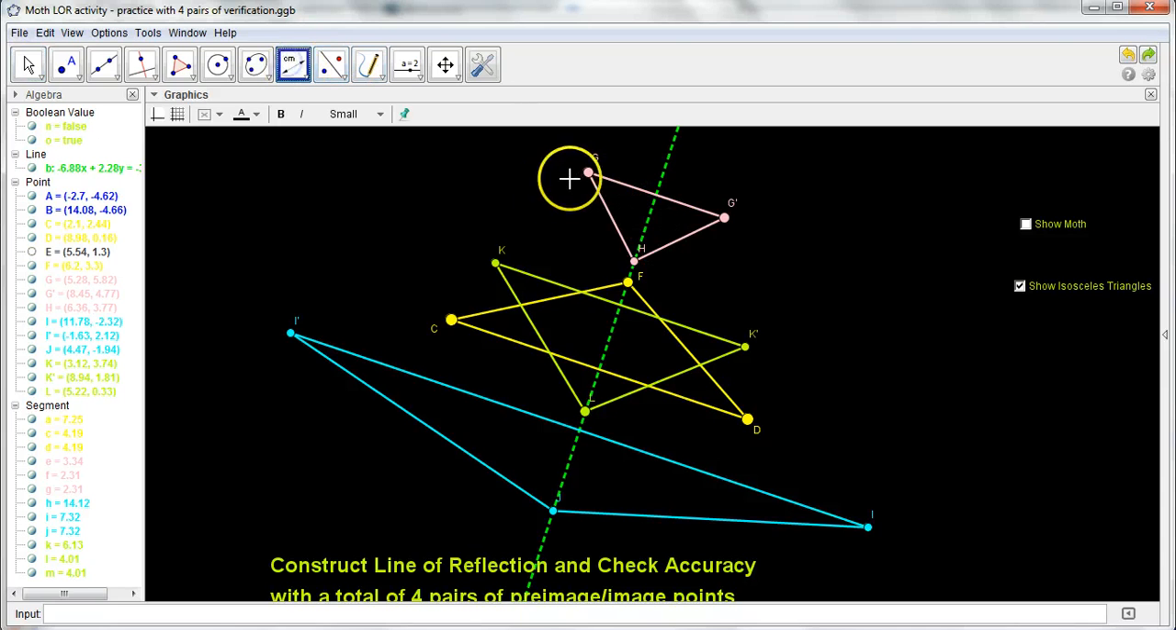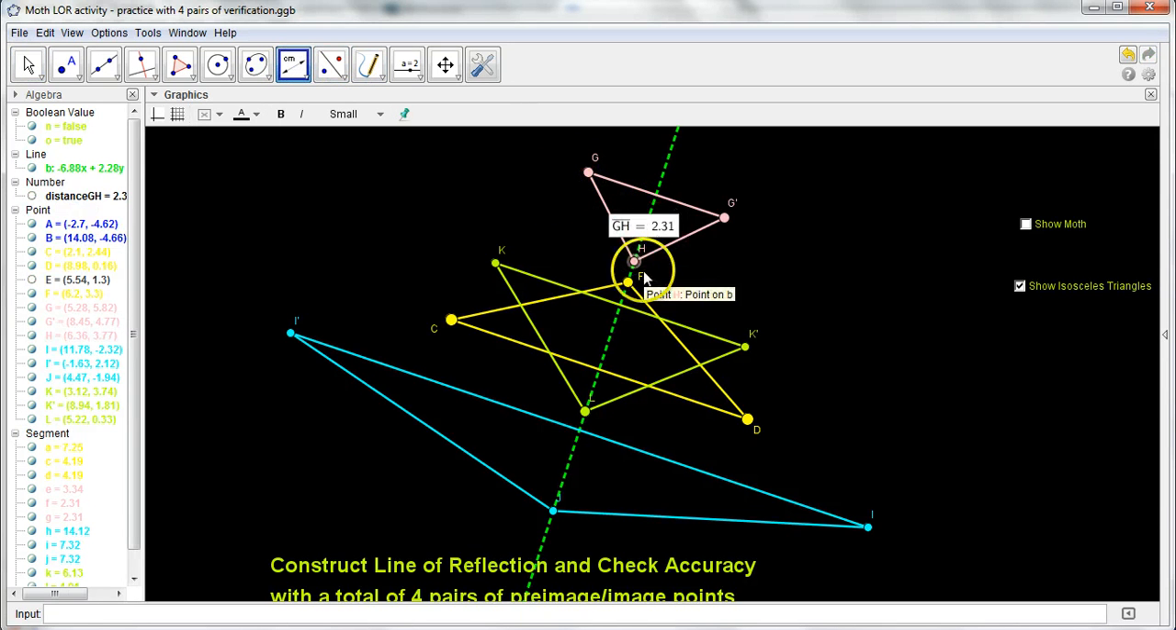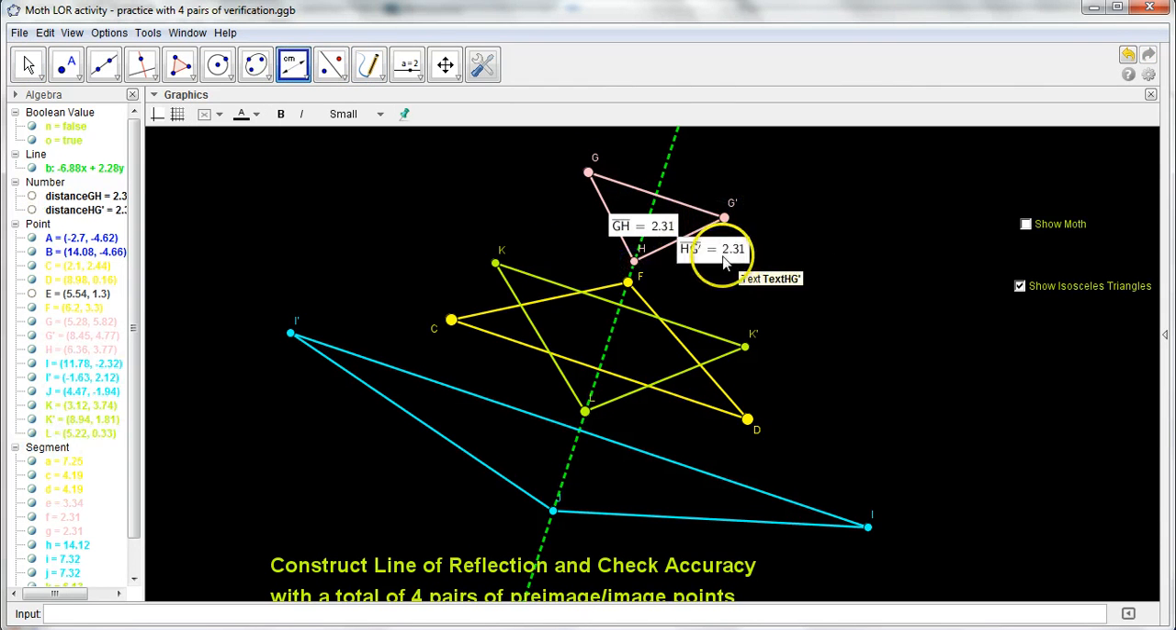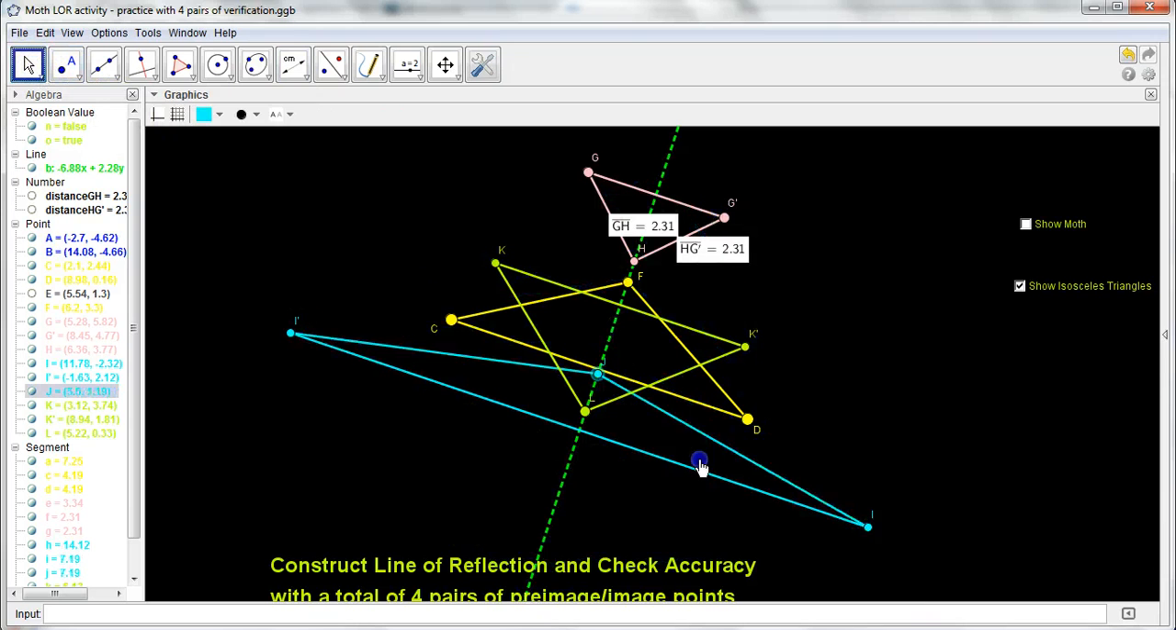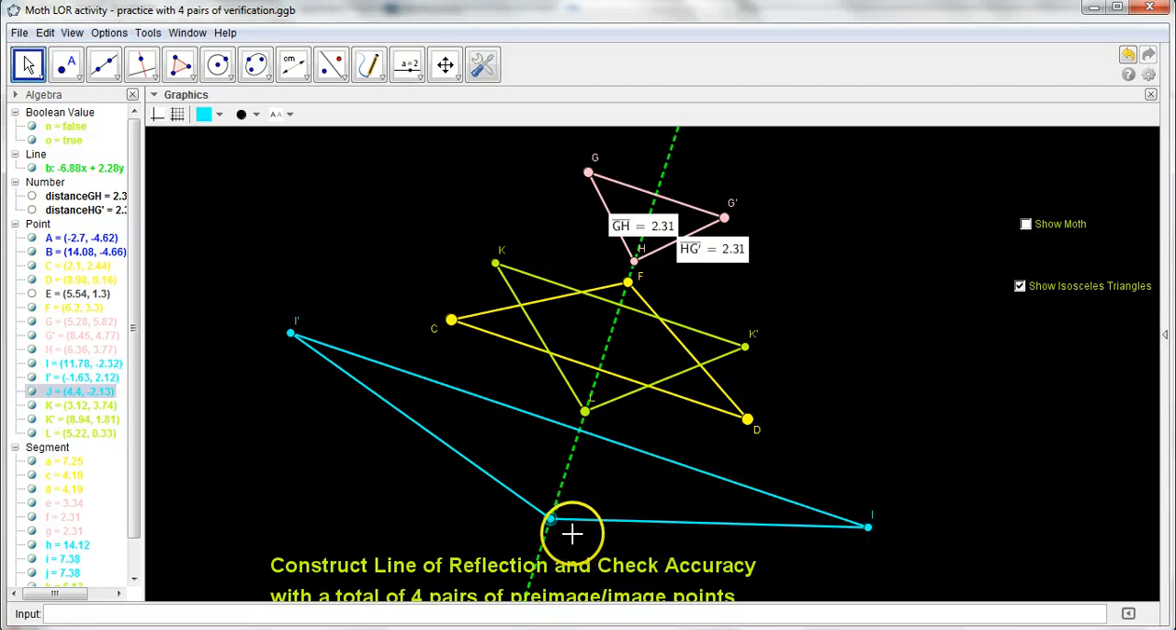And if I grab my measurement tool and I measure that distance here and here, notice we get the same length out. Okay, this blue segment here, same deal. I put a point on the line of reflection, and I showed the segments connecting that point and the endpoints. What happens is this creates an isosceles triangle because of symmetry. If you think about it, this line of reflection is cutting this triangle in exactly half, right?